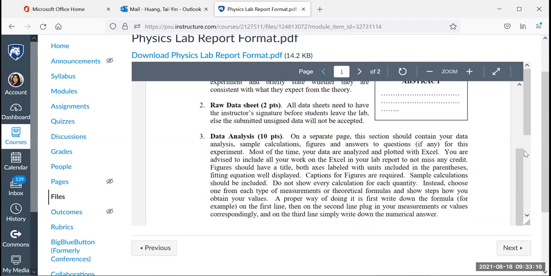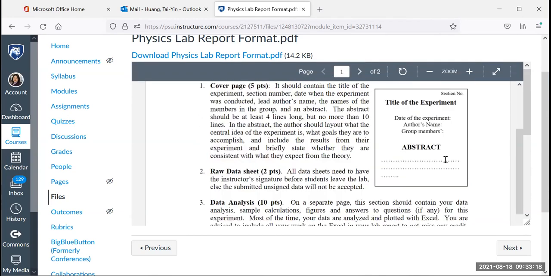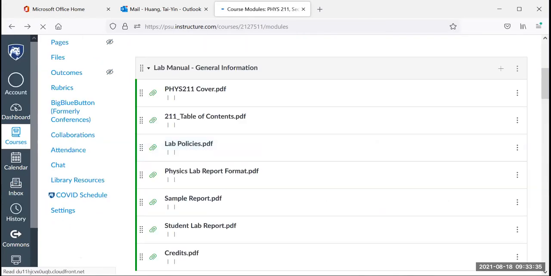Do not include the lab procedures in the abstract, because the procedure is just for you to gather data. So it should not be included in the abstract. Okay, all right. So this is the physics lab report format, and let me go through the next one, the sample report.